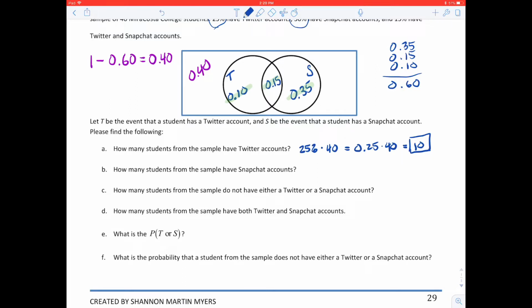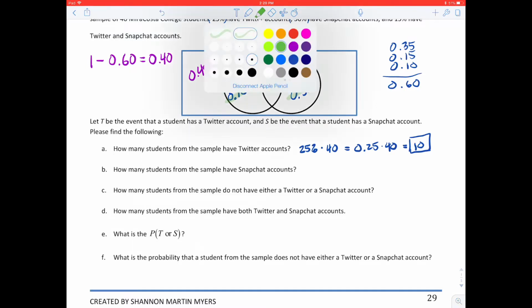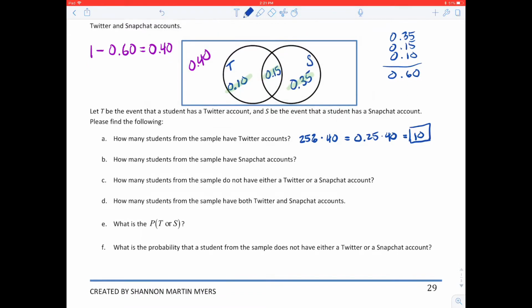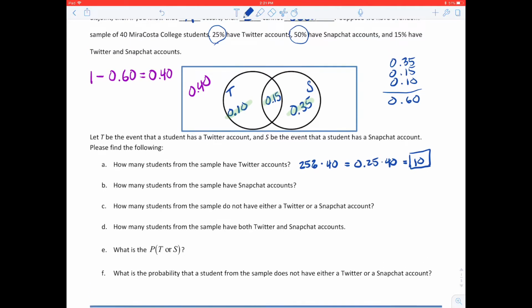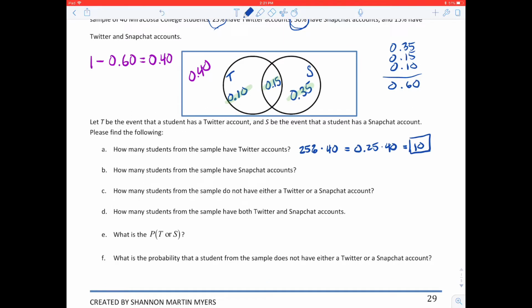Okay, so let's check this out. What do we have going on here? We've got how many students from the sample do not have either a Twitter or a Snapchat account? Well, we ascertained that 40%, so this is from up here. All right, how many students from the sample have Snapchat accounts? Well, again, we know that 50% of them have Snapchat accounts. So if we take our 50% times the number of students in the sample, that's half of it, right? So do you see that'll just be 20 students?